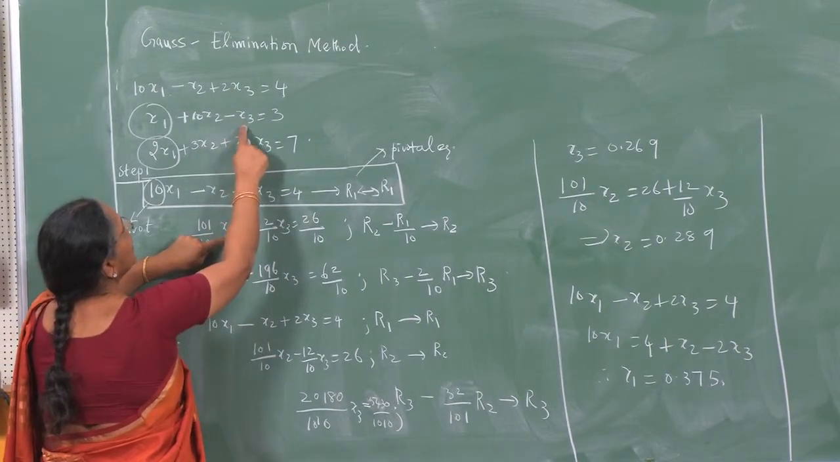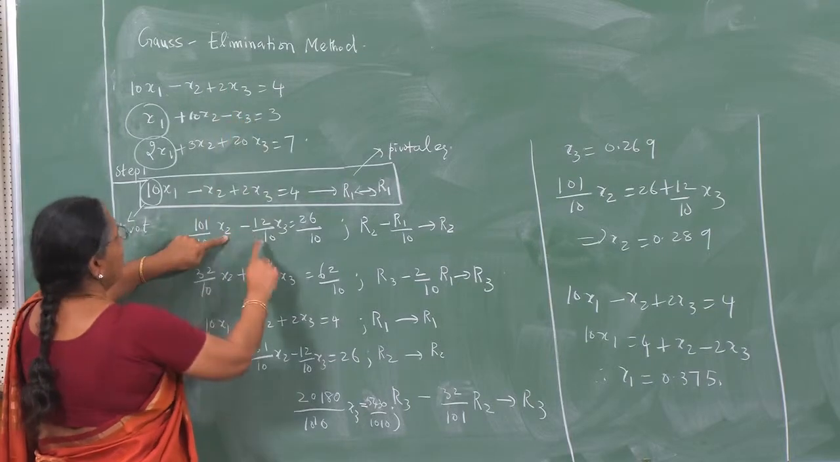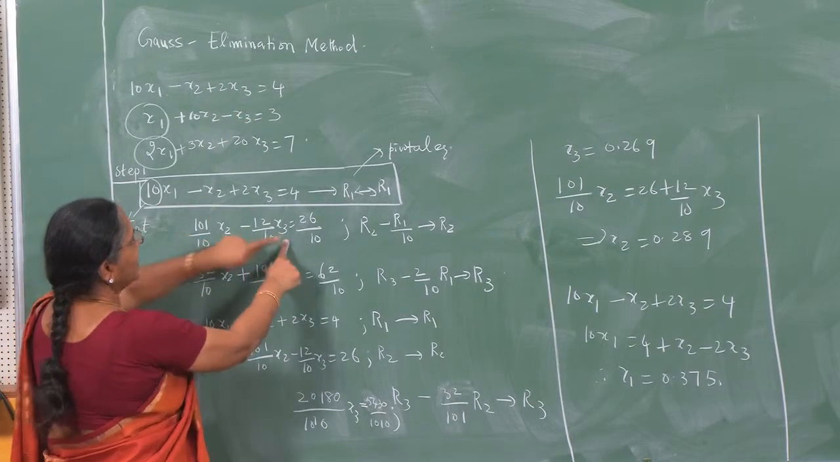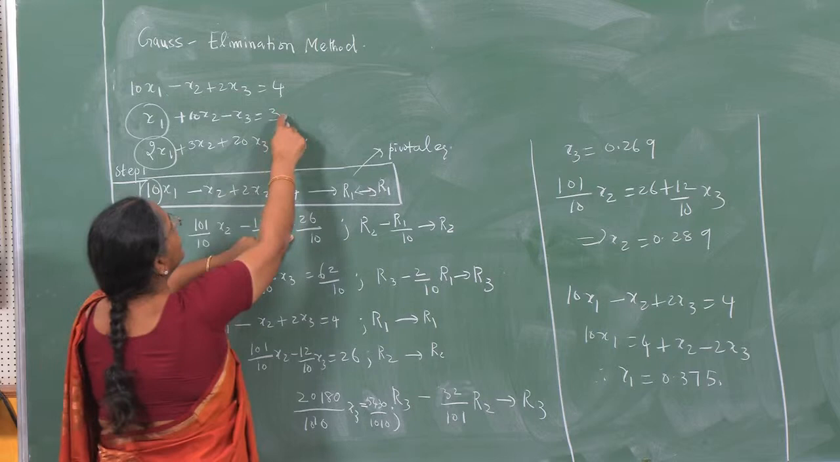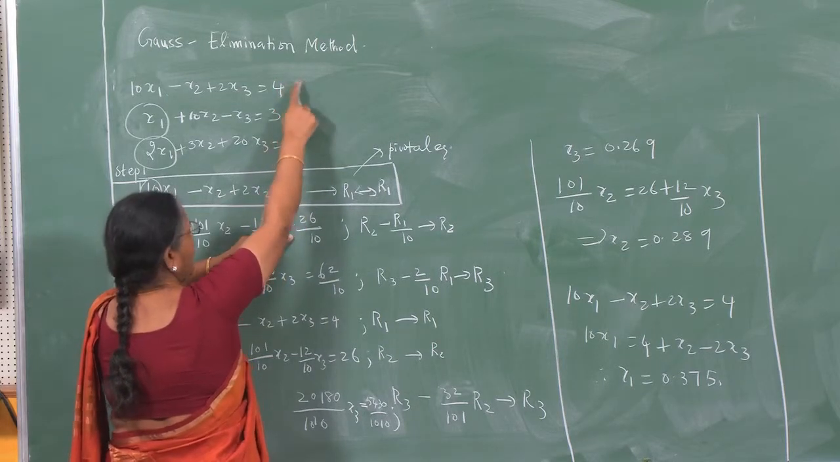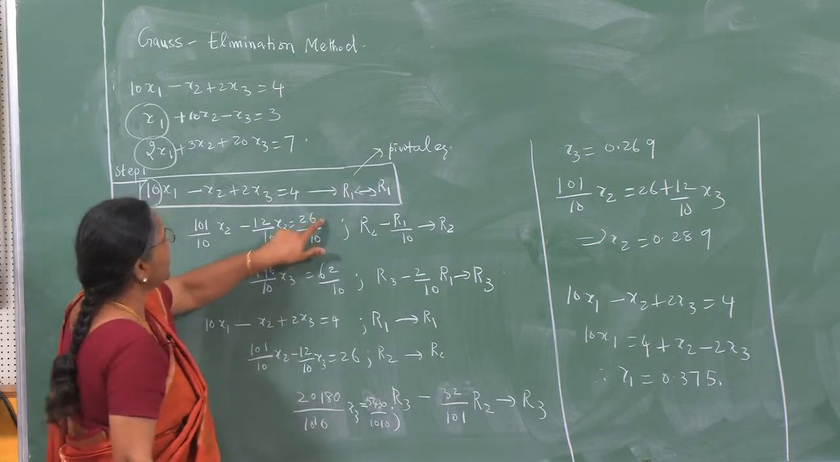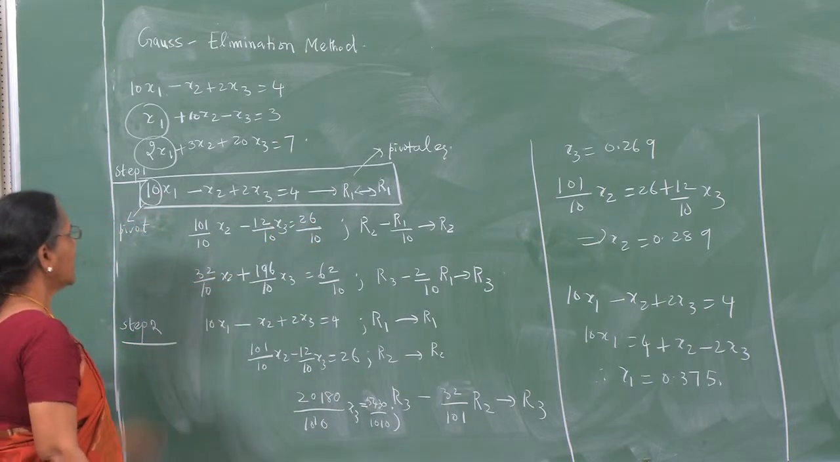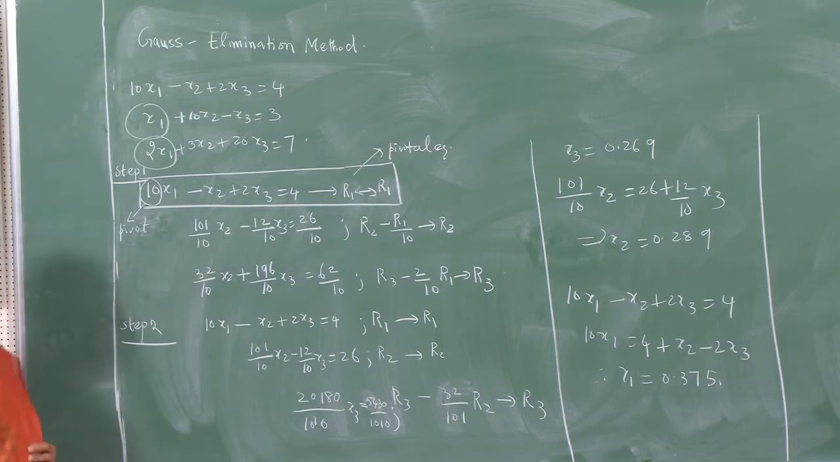So, minus 1 minus 2 by 10, that will be minus 12 by 10 x 3, and then 3 minus 4 into 1 by 10. So, 3 minus 4 by 10, and therefore, that gives me 26 by 10. So, that is my second equation.